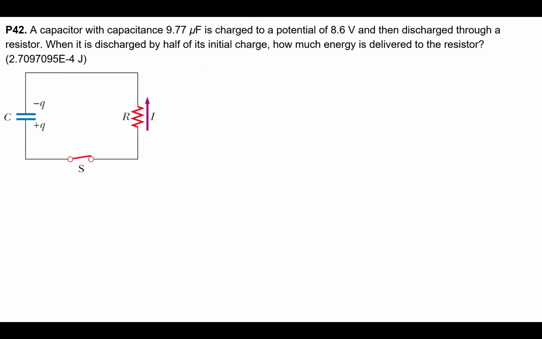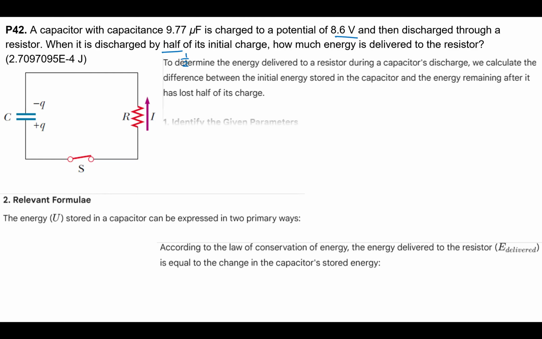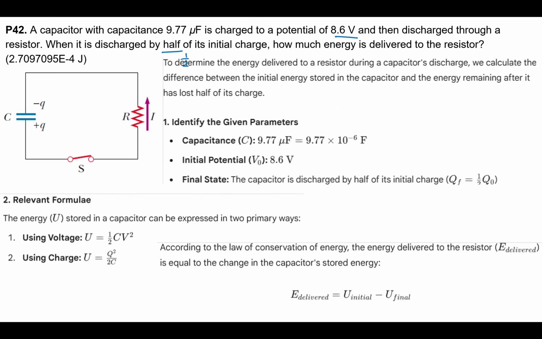A capacitor with a capacitance of this many microfarads is charged to the full potential of 8.6 volts and then discharged through the resistor. Okay, and when it is discharged to half of its initial charge, how much energy is delivered to the resistor? Okay, that's the question. So we identify the capacitance and the potentials, and the final state is that Q final is going to be half of Q0.